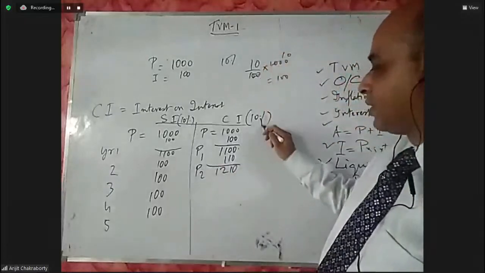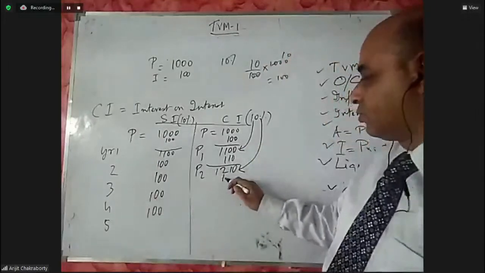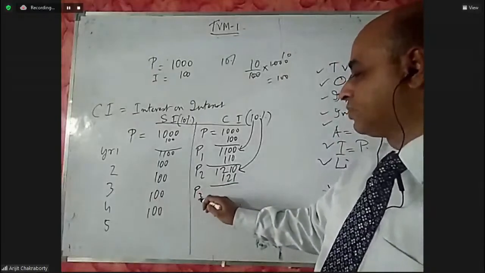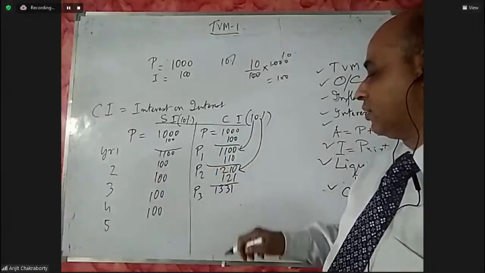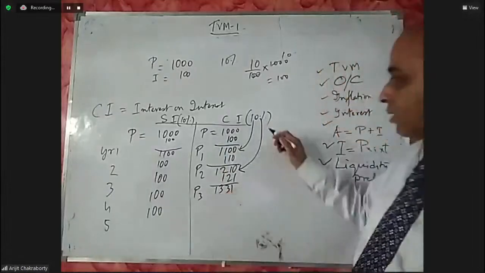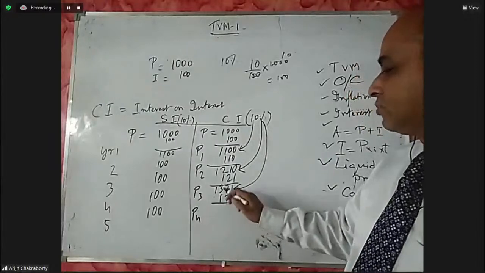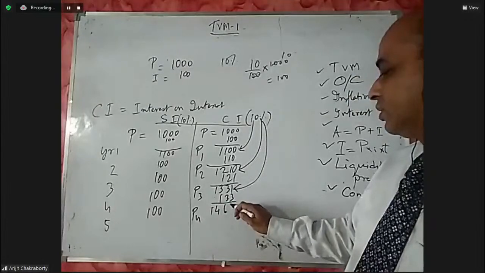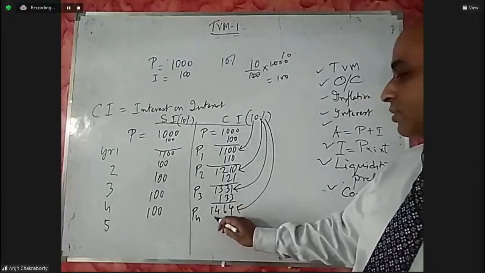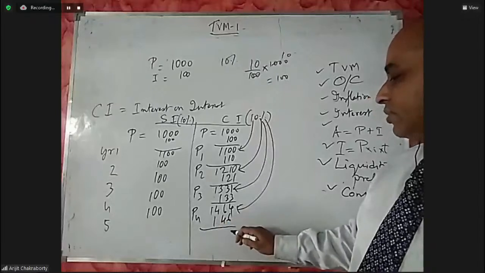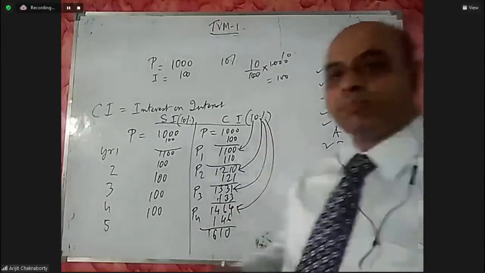Next again, 10% will be calculated on 1,210, which means around 121. So your next principal becomes 1,331. Now 10% will be calculated on 1,331, so it's roughly 133. So the new principal again becomes 1,464. Again, 10% on 1,464 becomes somewhere around 146. So you get 1,610. So this is how compound interest works.